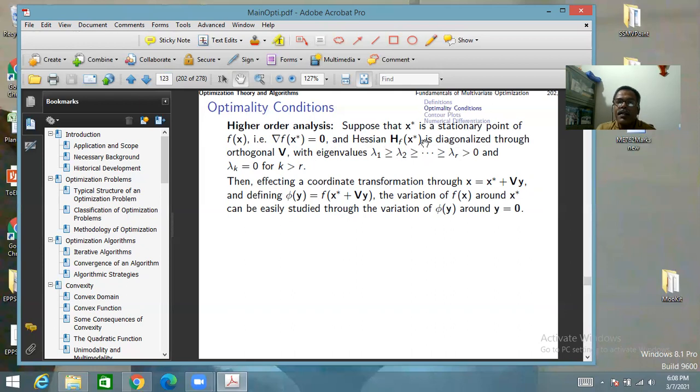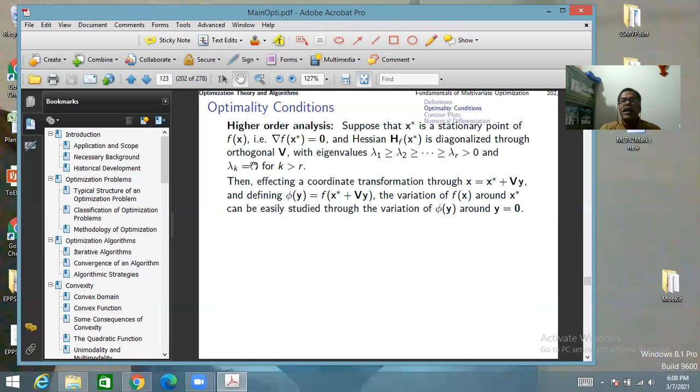And since it is positive semi-definite, all eigenvalues will be non-negative. So suppose the Hessian is diagonalized through orthogonal V with eigenvalues like this: r of them positive and the rest are zero. Positive semi-definite, some positive, some zero. So these are positive, r is the rank of the matrix, and the rest are zero.